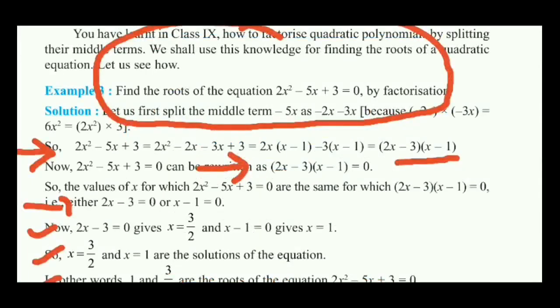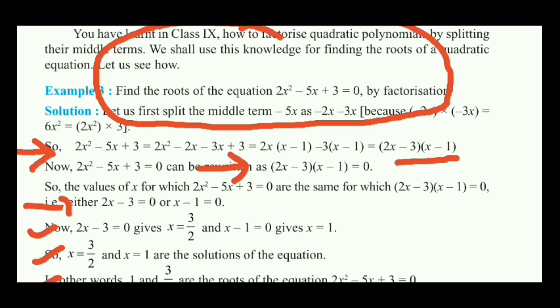Students, I am going to solve example third. In this example, we will find the roots of the equation 2x square minus 5x plus 3 equals 0 by the factorization method. In the very first step, we will multiply the coefficient of x square, that is 2, with the constant term, that is 3. The product of these two is equal to 6.